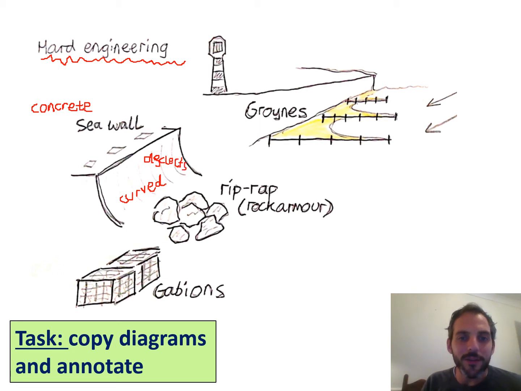It deflects the energy. The second thing we're going to talk about is riprap. This one here. Now this is also called rock armour. It's slightly different, but it's more or less the same thing. These are giant piles of rocks.